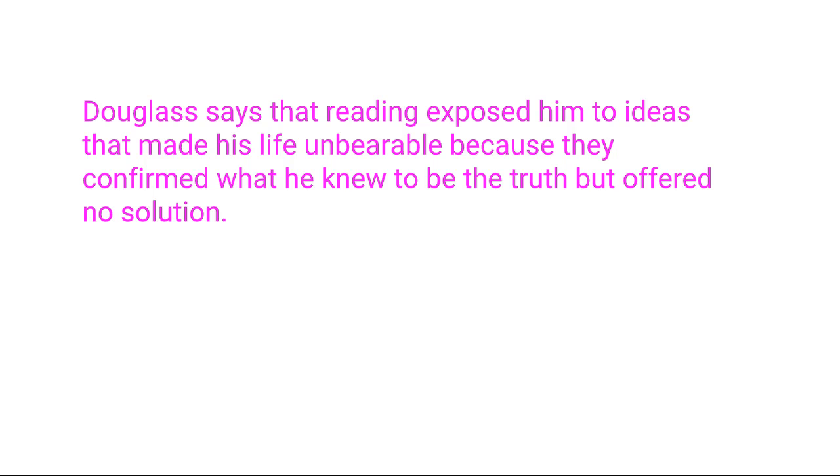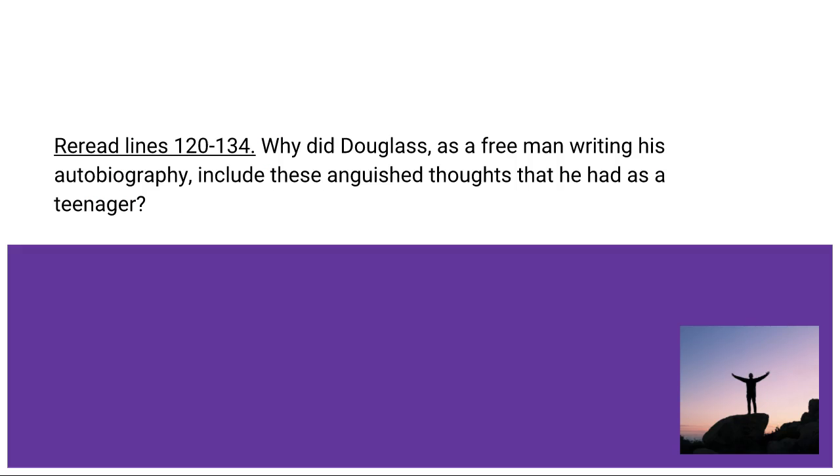Douglass says that reading exposed him to ideas that made his life unbearable because they confirmed what he knew to be the truth but offered no solution. Remember that Douglass escaped to freedom at age 20 and wrote this autobiography about 7 years later. Reread lines 120 through 134. Why did Douglass, as a free man writing his autobiography, include these anguished thoughts that he'd had as a teenager? Pause while you think.